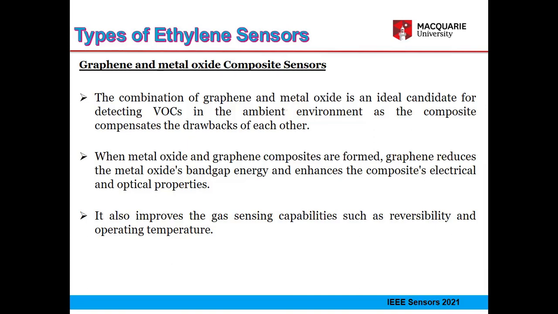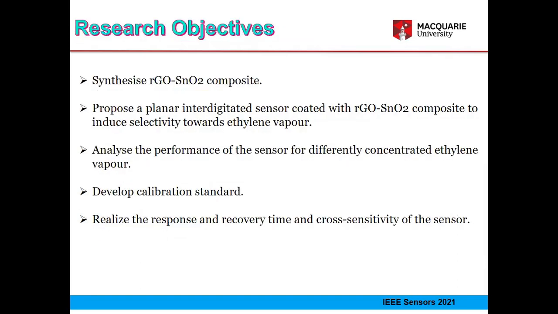When metal oxide and graphene composites are formed, graphene reduces the metal oxide's band gap energy and enhances the composite's electrical and optical properties. It also improves the sensing capabilities such as reversibility, as well as the operating temperature.